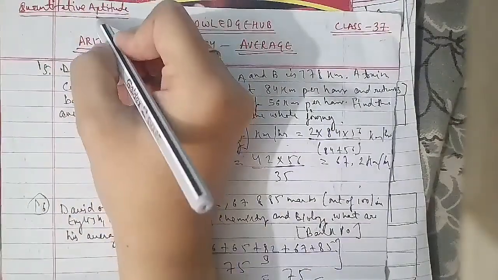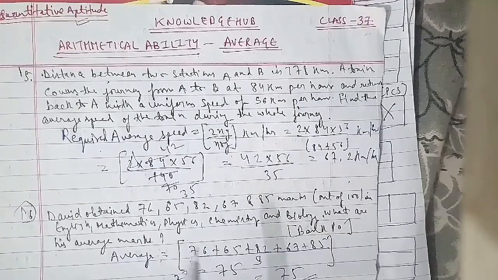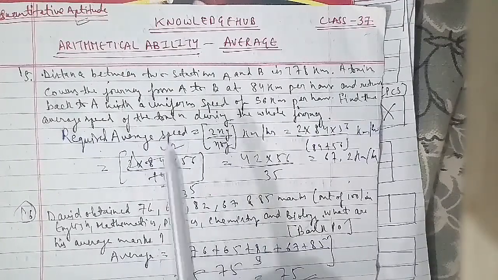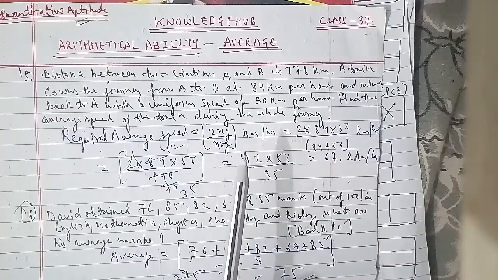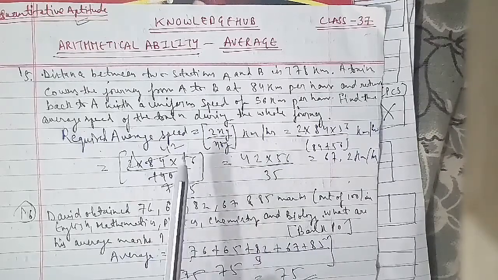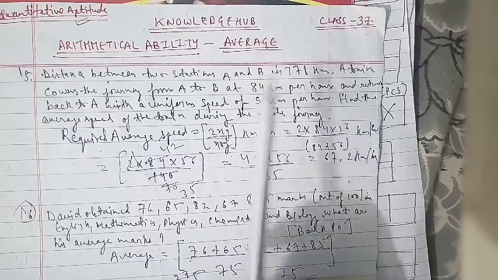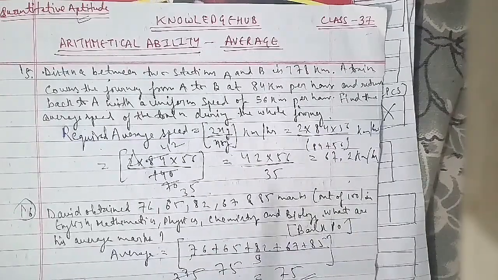Today we're going to start with your quantitative aptitude class, and this is your class 37. In 36 classes we had started with arithmetical ability, where we completed operations on numbers, LCM and HCF of numbers, decimal fractions, simplification, and then square roots and cube roots. The topic we have to discuss now is your sixth topic, that is averages.